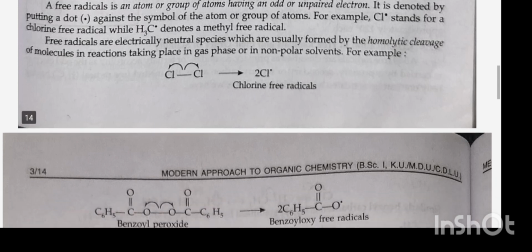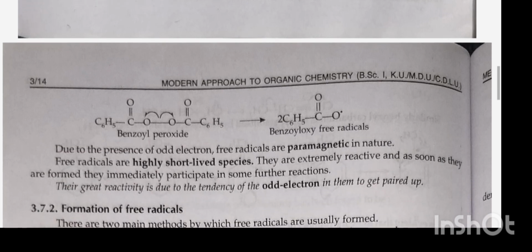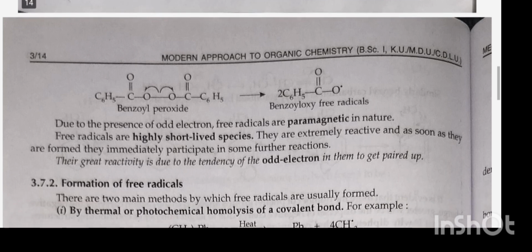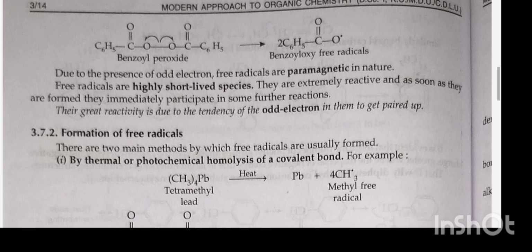For example, chlorine free radical, and benzoyl peroxide converted into benzoyloxy free radical. Due to the presence of an odd electron, free radicals are paramagnetic in nature. Free radicals are highly short-lived species. They are extremely reactive, and as soon as they are formed, they immediately participate in some further reaction. Their great reactivity is due to the tendency of the odd electron in them to get paired up.